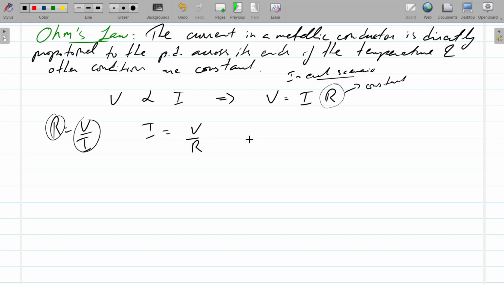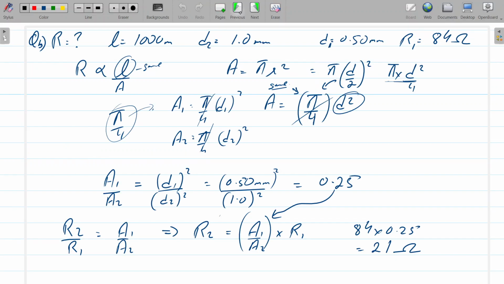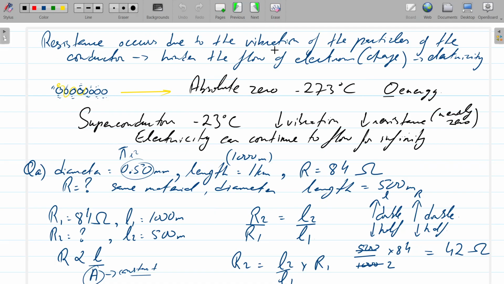Remember at the start I told you that resistance is linked to temperature, and resistance is because of the vibration of the particles of the conductor. And so I talked about absolute zero. When it's cooler, the particles have less energy. Although we're not talking about absolute zero, we're talking about a much more reasonable temperature, minus 23 for superconductors. Again, we're not talking about superconductors, but just to get the concept across: at lower temperatures the energy of the particles is lower, so they're vibrating less, and so the resistance will be lower because they're not getting in the way of the movement of the electrons.